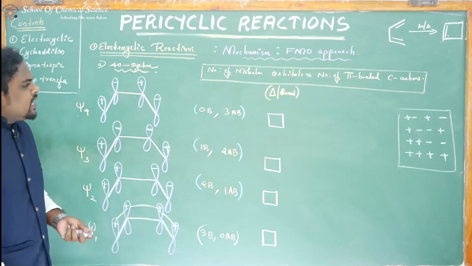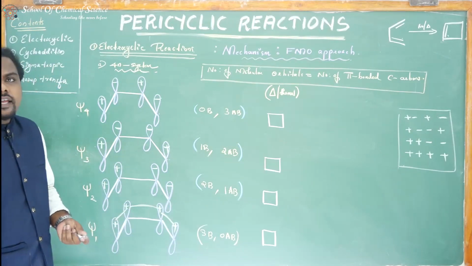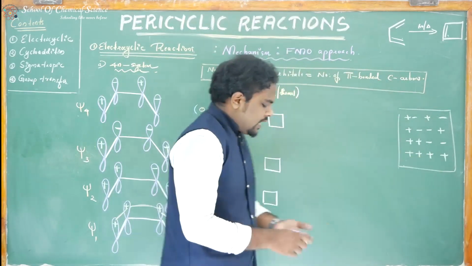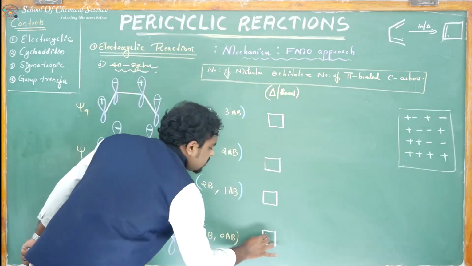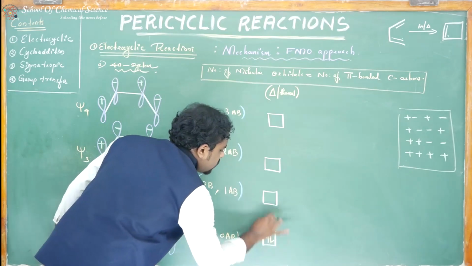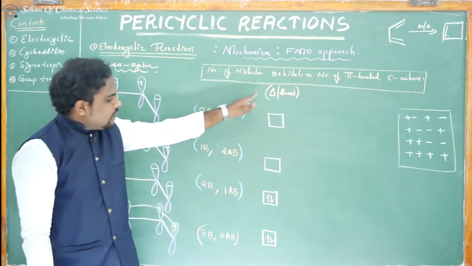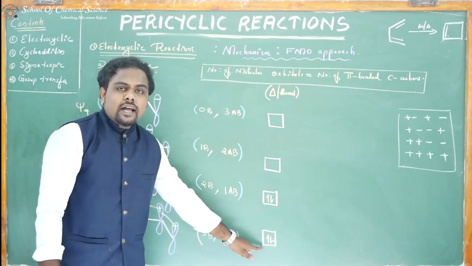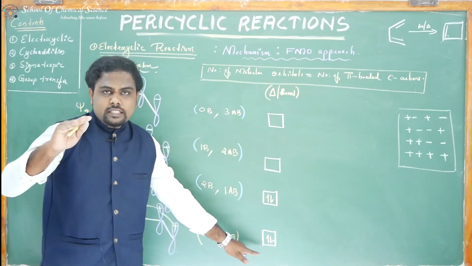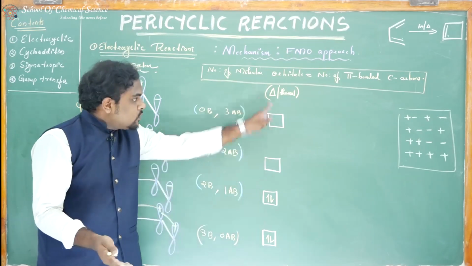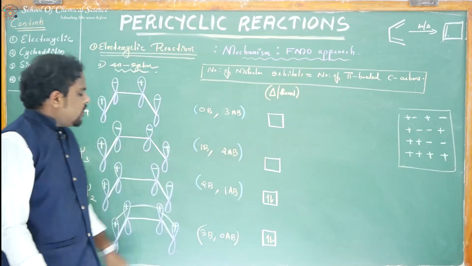So how many pi electrons are there in butadiene? 2 plus 2, 4 pi electrons are there in butadiene, and these 4 pi electrons are arranged like this: 1, 2, 3, 4. Under thermal condition, there is no excitation because thermal energy is not sufficient to excite the electron.